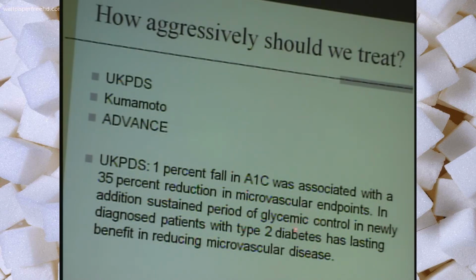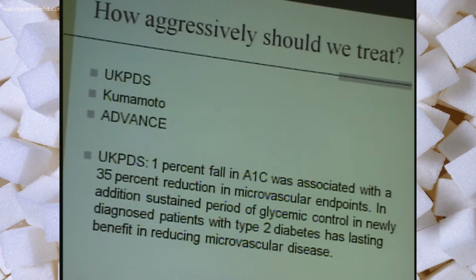In addition, sustained periods of glycemic control in newly diagnosed patients with type 2 diabetes has lasting effects in reducing microvascular disease. What they found is that patients newly diagnosed with type 2, if they were aggressively and tightly controlled at the beginning, there is kind of a memory effect that saves these patients. Even if they relax their control a little bit in the future, if they were tightly controlled at the very beginning of the diagnosis, they have less incidence of retinopathy, neuropathy, and nephropathy. Okay?